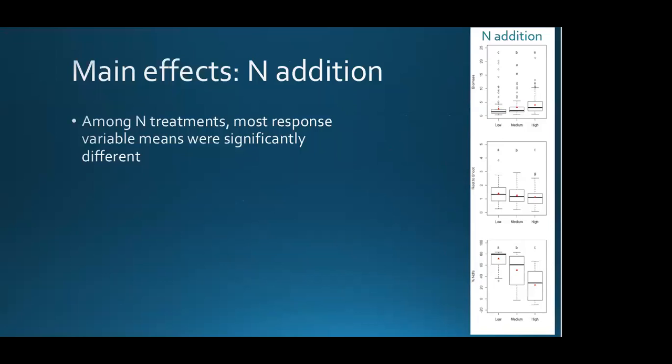As you would predict with nitrogen fixers, biomass increased with nitrogen addition, shoot allocation decreased, and percent NDFA decreased. All measured variables showed a significant difference in means across the nitrogen addition, except for specific leaf area.